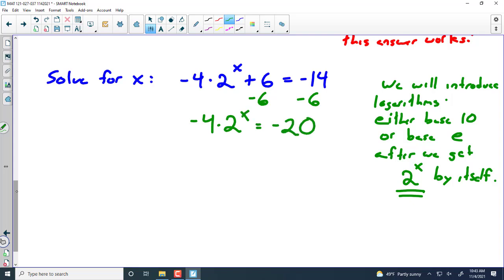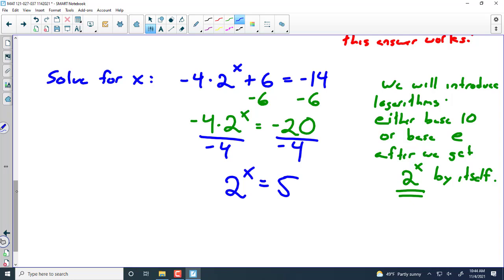Then what do I do? Add 4? Not add 4 to both sides, because what are we doing with negative 4 over here? We're multiplying. So what's the opposite of multiplying? Dividing. We got to divide both sides by negative 4. So it turned out this problem looked really evil, but it's actually not so bad.